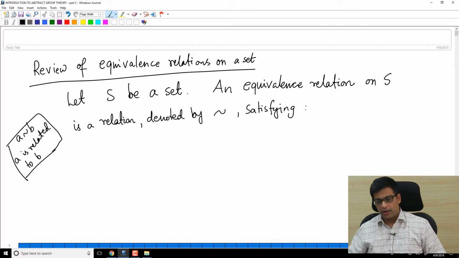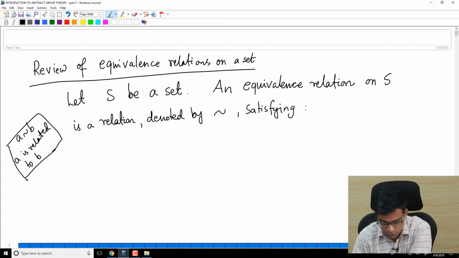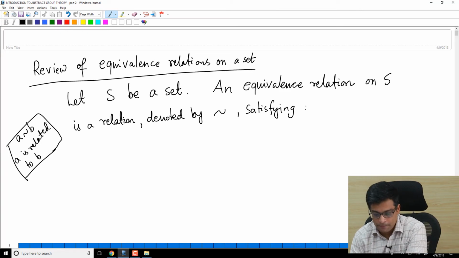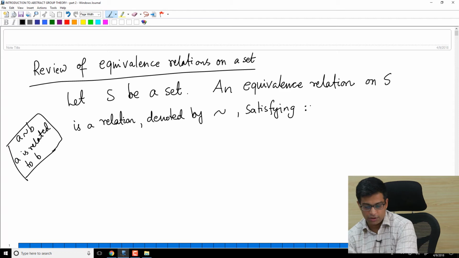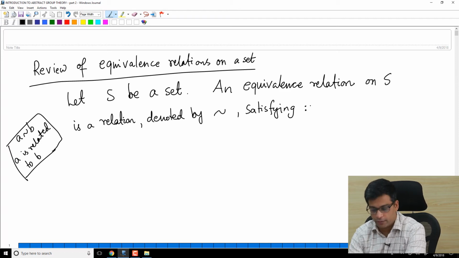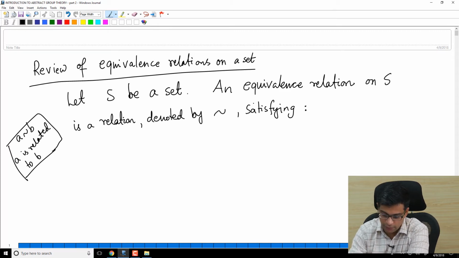So an equivalence relation is a relation on a set, which is to say it's a relation among elements of that set. Very precisely speaking, it's a subset of S cross S, but I don't want to get into this formal definition because it's confusing if you have not seen it before. So it's simply a relation, and when you see this, you think of a way of saying that two things are related, or it tells you if given two elements they are related or they are not related. But the relation must satisfy the following conditions.